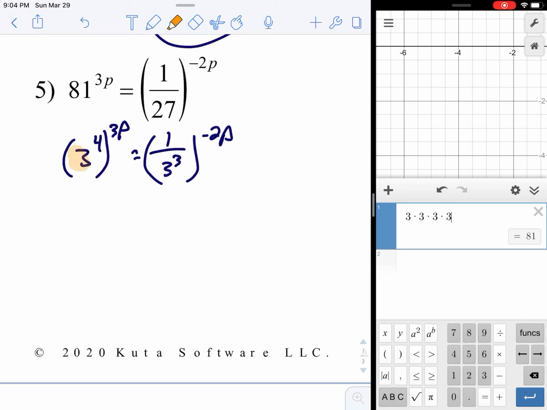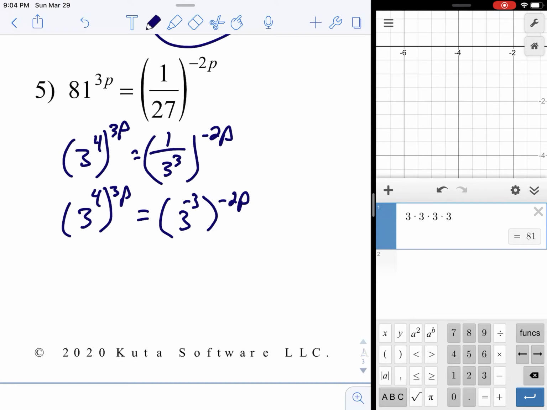Now, this is really important. I cannot cross those out yet because on the left we have a base 3. On the right, we actually have a base 1/3, which is similar to 3, but it's not a 3. So there's something called the negative exponent rule, which tells me that 1 over 3 to the 3rd can be rewritten as 3 to the negative 3rd. So when you need to reciprocate a fraction, you just make the power negative.